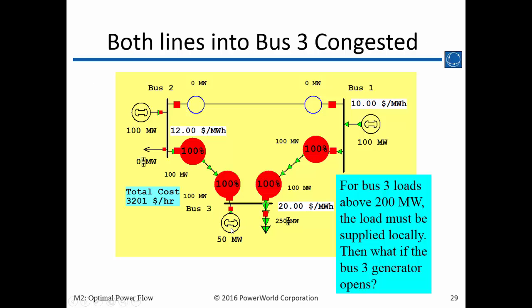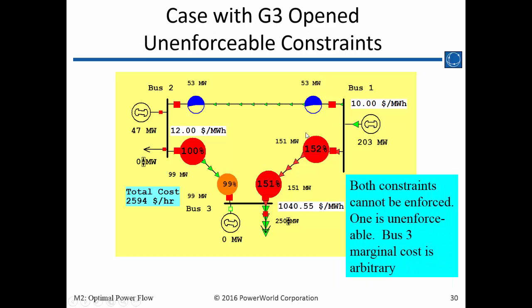In this one, the generator is available, so it can be supplied locally, but no more power can be imported from the other buses. In this case, if the generator is offline, then you have the unenforceable constraint.